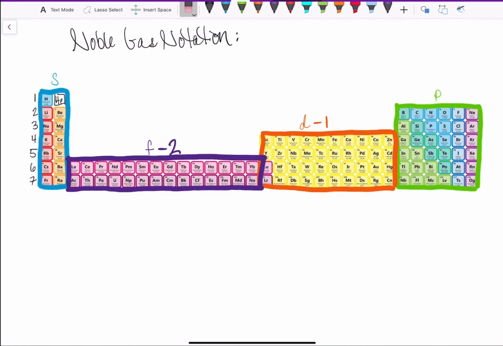Hi everyone, this video is going to walk you through how to write noble gas notation. So you already know how to write electron configuration, and noble gas notation is sort of like electron configuration shorthand. So it's sort of like a shortcut for writing out an electron configuration. So here's how this works.